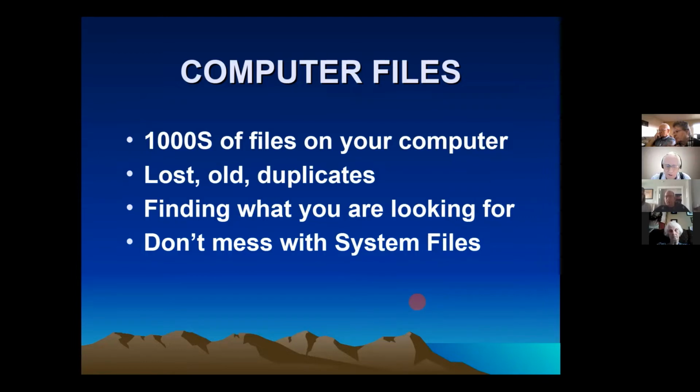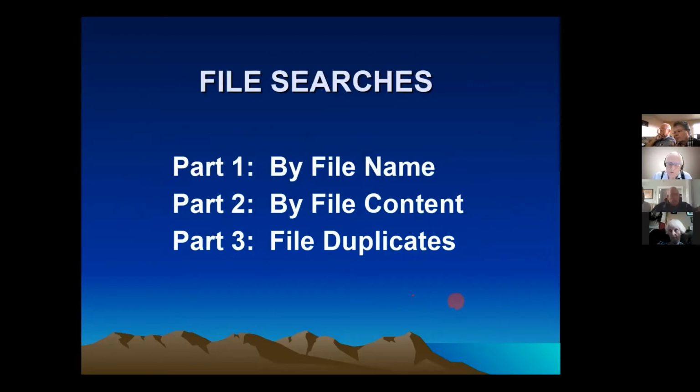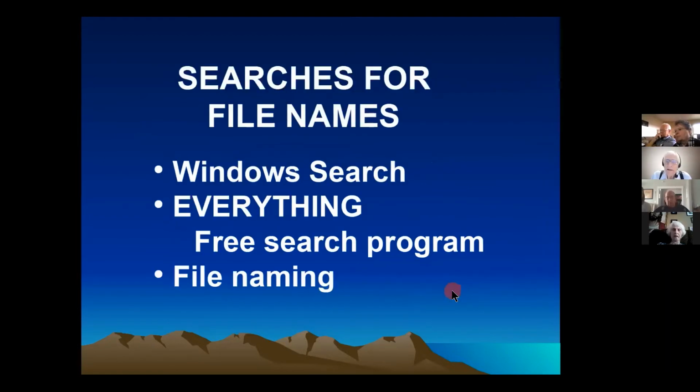Don't delete those because those are crucial. And in some of the programs, in particular the program Everything, you can turn off showing those so you don't inadvertently look at those and search those. And so on. This is the file searches that we already talked about. By file name, that's today. And then the next class is going to be on file content, how you find stuff inside the file, if you remember something that's inside it. And then how do you find all the duplicates?